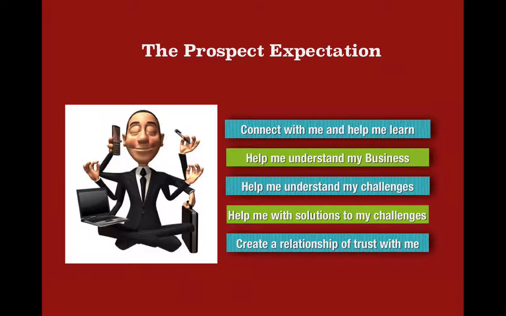One is connect with them and help them learn about their organization, find things that might prompt them to look at things and consider doing things differently. Second, help them understand their business. What are the costs? What things can be automated versus done manually? How can you be a partner with these organizations? Along with that, help them understand their challenges, what things might be holding them out of compliance, what things could be made easier, what can you do to help them be more strategic in their approach to HCM versus tactical.